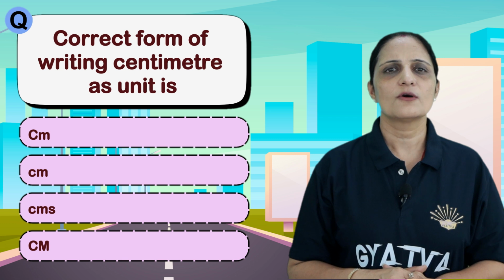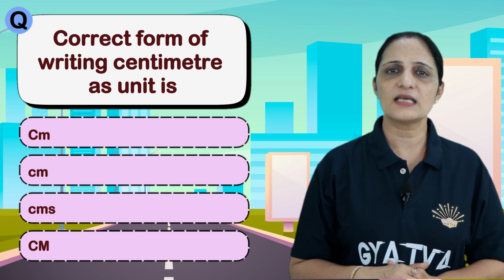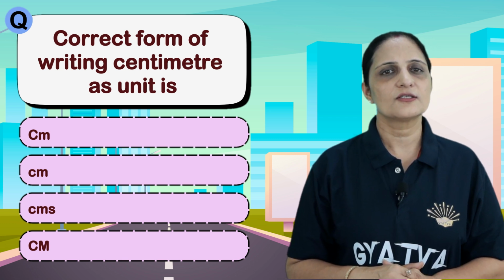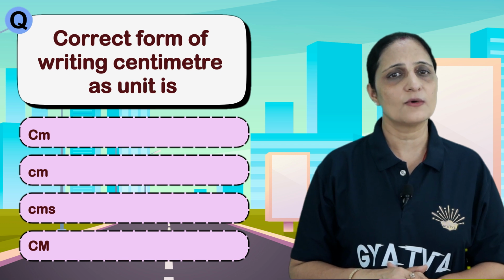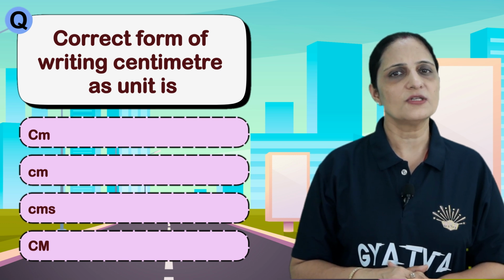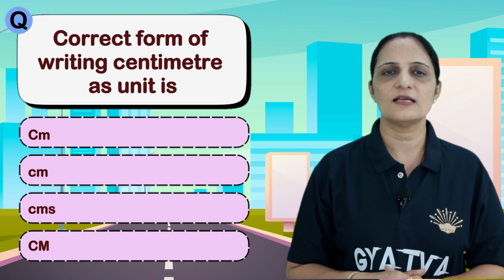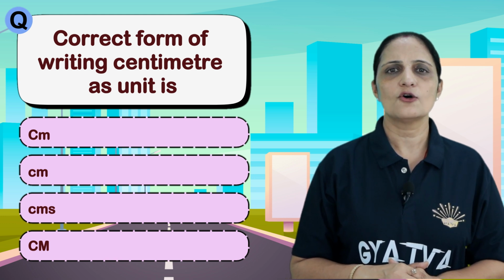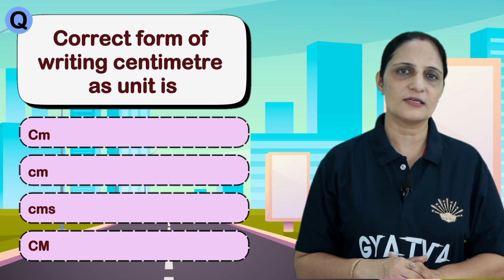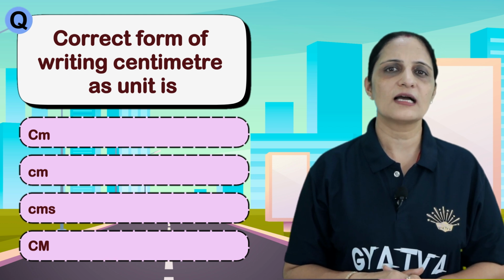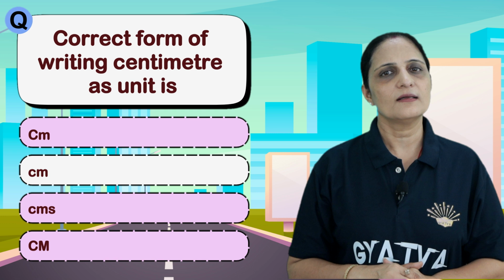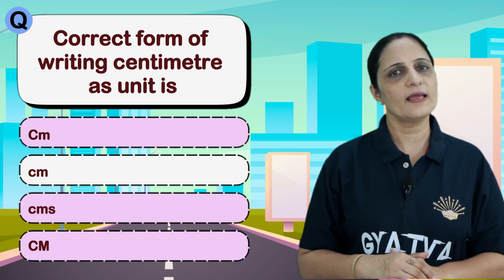Question number 4, what is the correct form of writing centimeter as unit? So option A, capital C, small m. Option B, small c and small m. Option C, CMS. Or option D, capital C and capital M. And everybody knows the correct answer is option B, that is small c and small m.